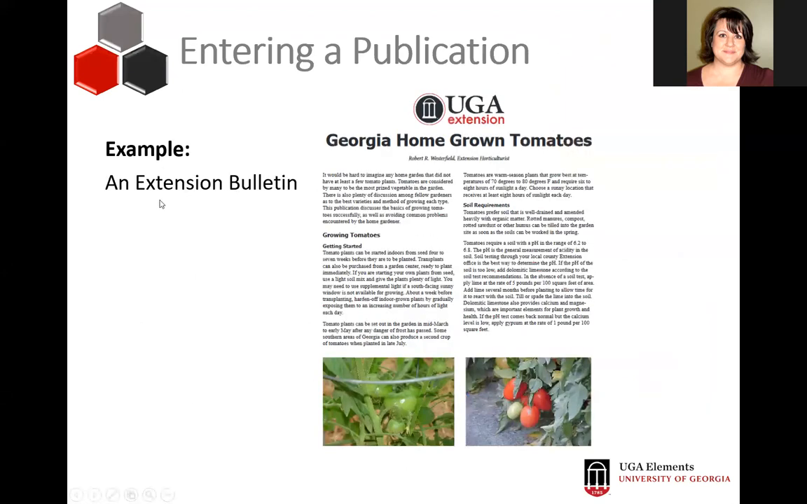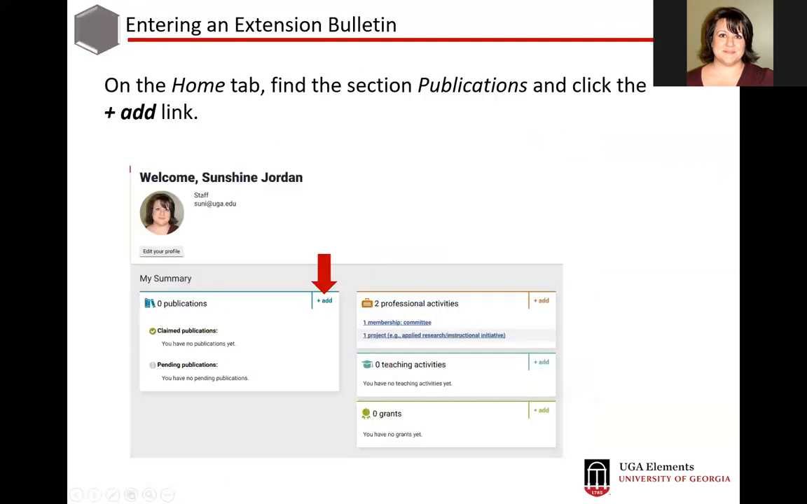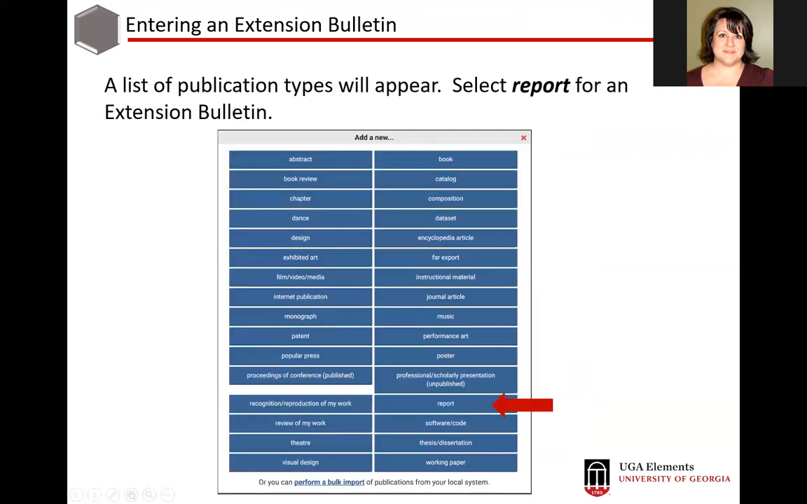Okay, so we are going to use an extension bulletin for a publication example. So again, we're back to the home page, and by the Publications tab, you can just click the Add button. And the different publication types will appear. If in the College of Ag we are creating dance, let me know because I want to come. That would be great. But you'll see things in here that you'll never use. But this one we're going to put in as report, as we talked about.